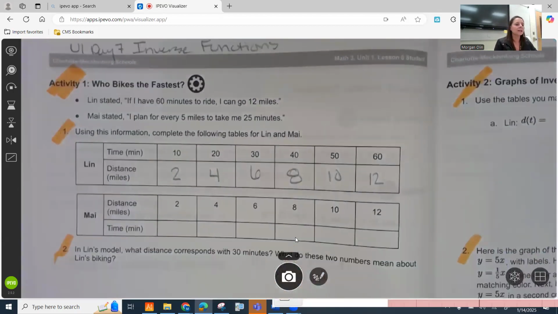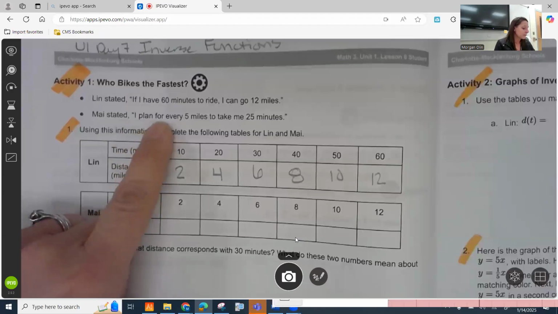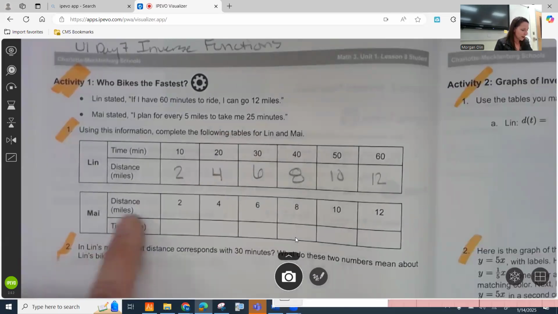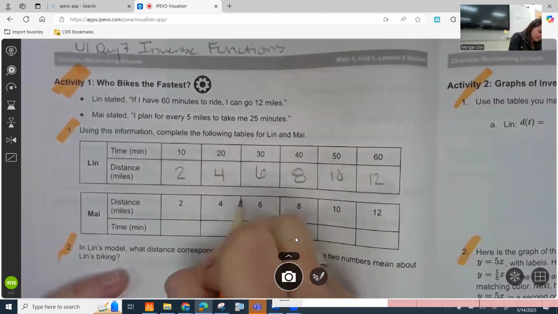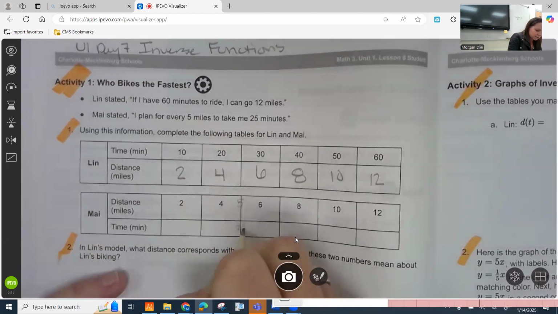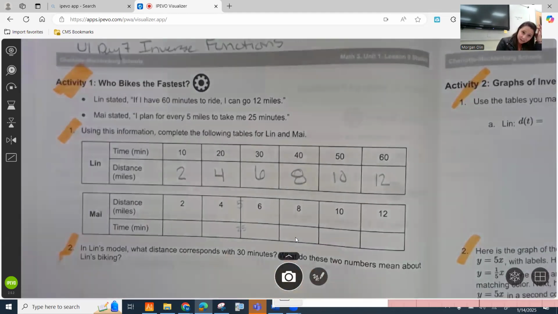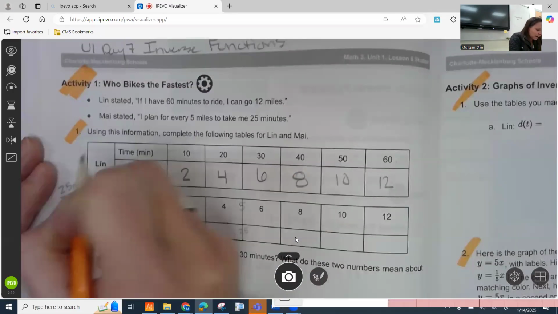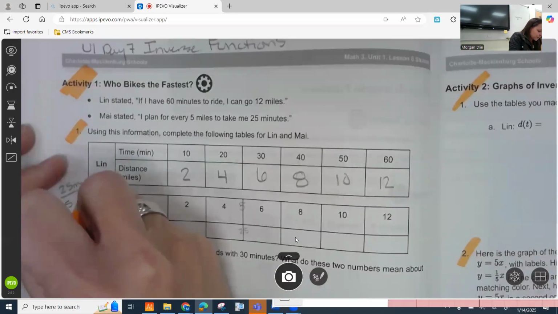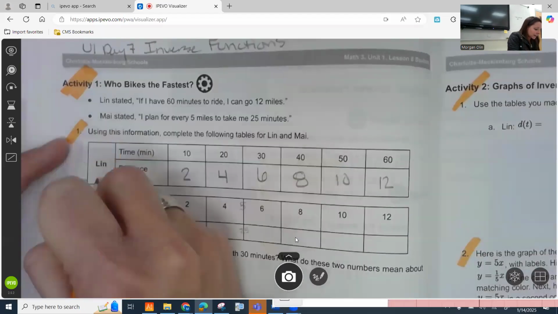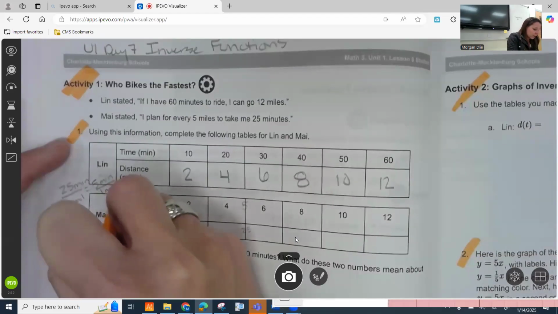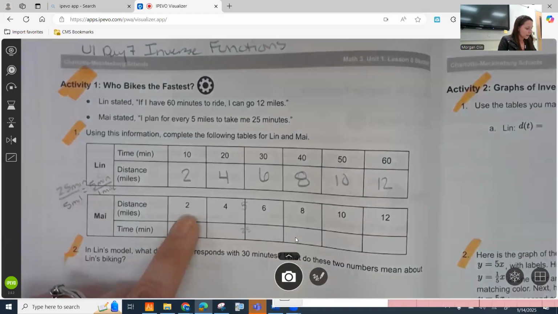Now let's look at this. May stated, I plan for every 5 miles to take me 25 minutes. So 5 miles is 25 minutes. Let's think on this for a second. If I divide 25 minutes by 5 miles, that gives me 5. So it's 5 minutes for 1 mile.